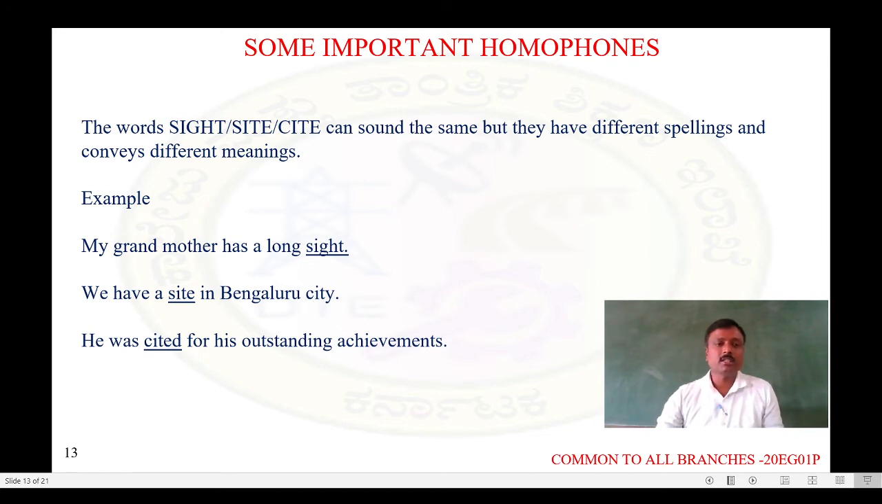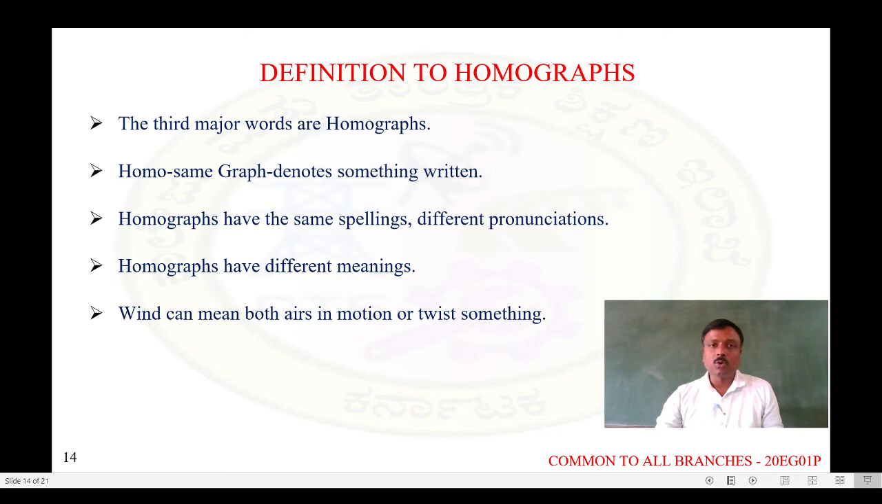Here cited means he is mentioned, he is known for his outstanding achievements, like that it is going to convey the meaning. So these three words have the same pronunciations, but they have different spellings and they convey different meanings. So these are all about homophones. I hope you have understood about homophones. So now let's go to the definition of homographs.